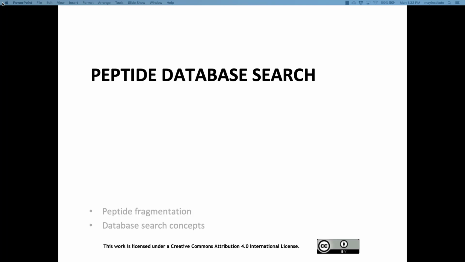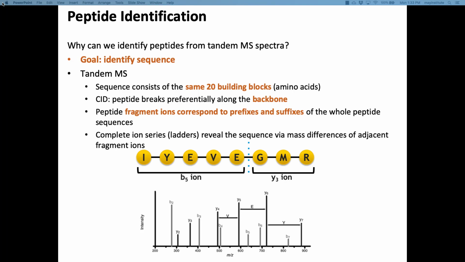So let's talk about peptide database search, and if you've done genomics, that is sort of the equivalent of read mapping. We are trying to figure out which peptide comes from which protein. So the first question is, why can we identify peptides based on their mass spectra? That's a non-obvious thing to do.